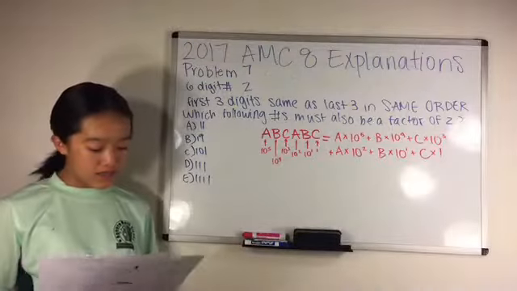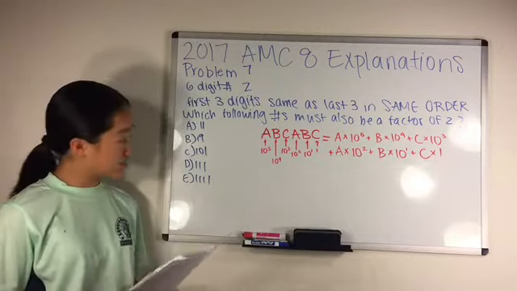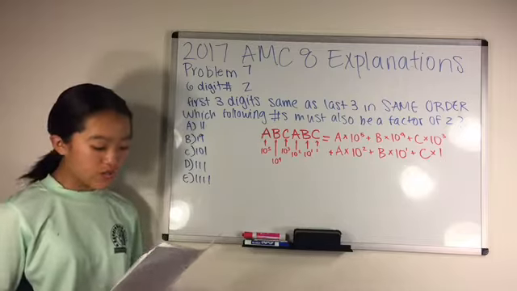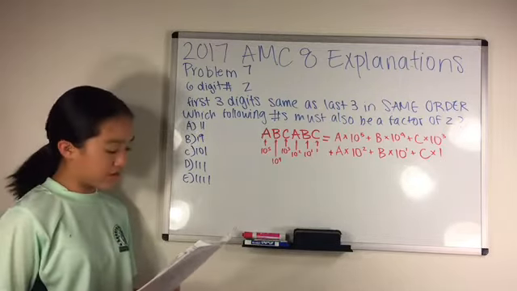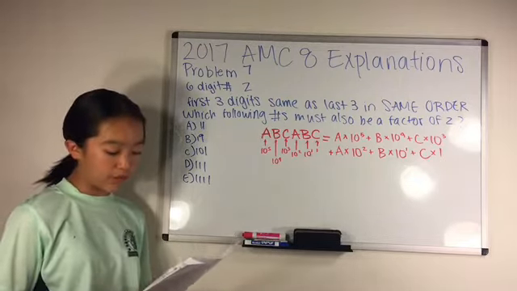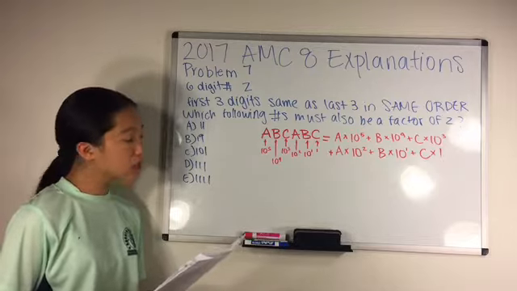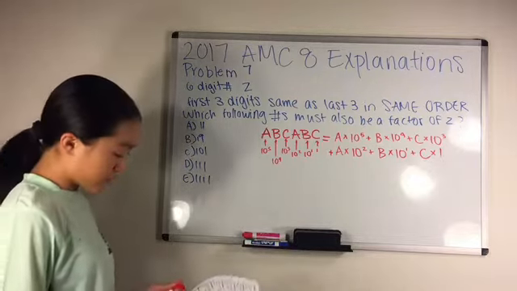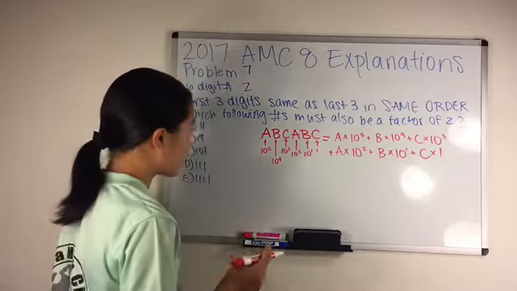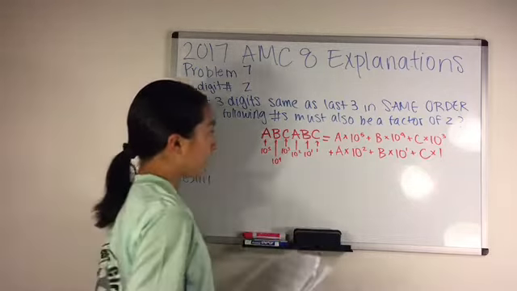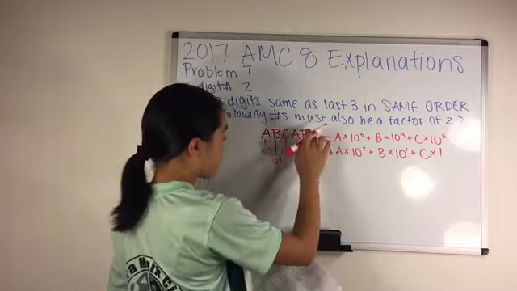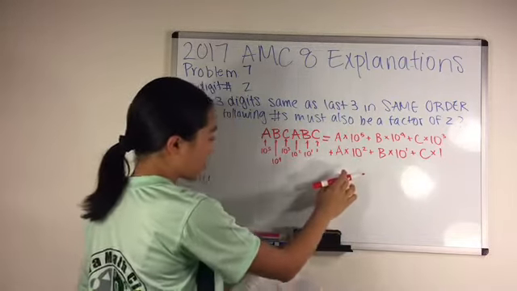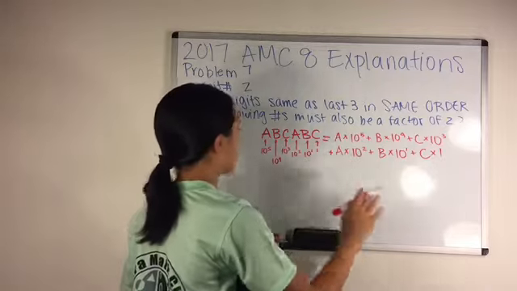Problem number 7 says, let Z be a 6-digit positive integer such as 247,247, whose first 3 digits are the same as its last 3 digits taken in the same order. Which of the following numbers must also be a factor of Z? So in order to solve this, we could first represent Z as ABC, ABC. Now using this, we need to find out the values of the ABCs and their sums in order to find out the common factors between them.